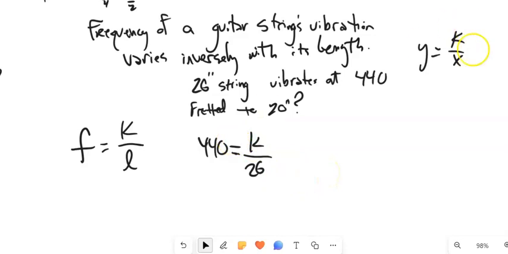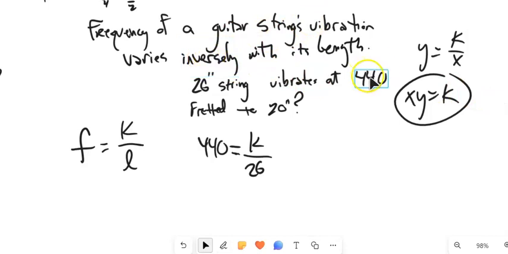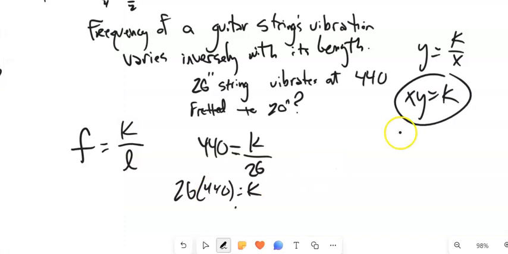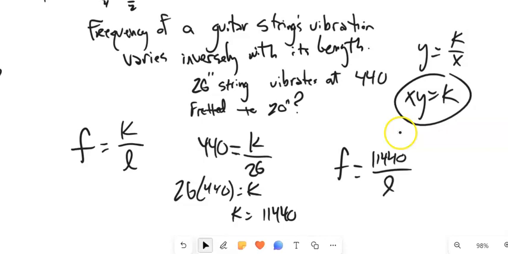Now, the thing about this type of setup, y equals k over x, I just want to point out, if you multiply both sides by x, x times y equals k. In an inverse relationship, the two values will always multiply to the same constant. So if I want to know what k is, algebraically, I can multiply both sides by 26. The two things multiplied together give me the constant. They always give me the same value. So if I multiply both sides by 26, I get 26 times 440. And I'm not going to try to do that in my head. 11,440. So my model then is, I'm not going to use y, I'm going to use f. The frequency is 11,440 divided by the length of the string.